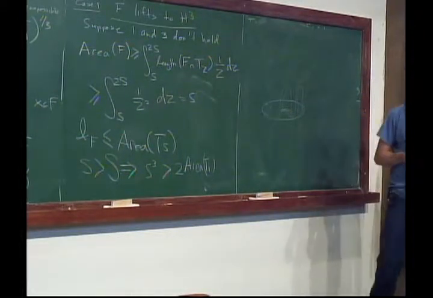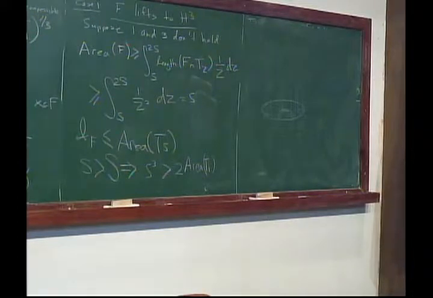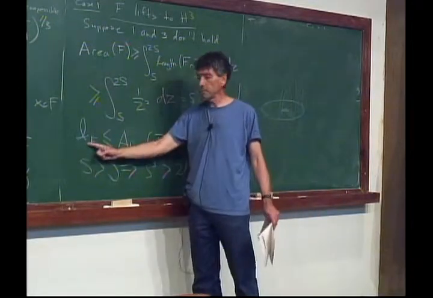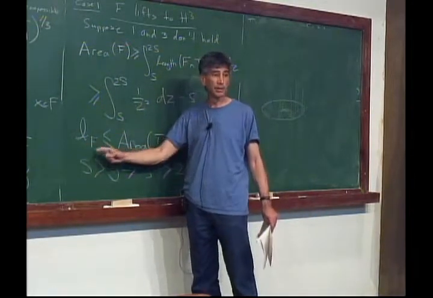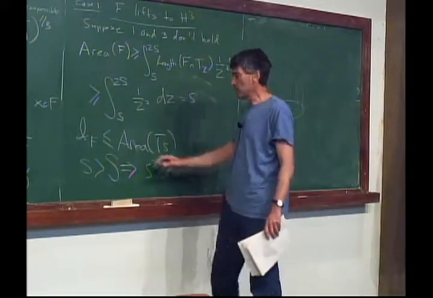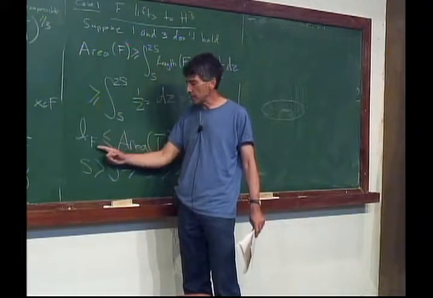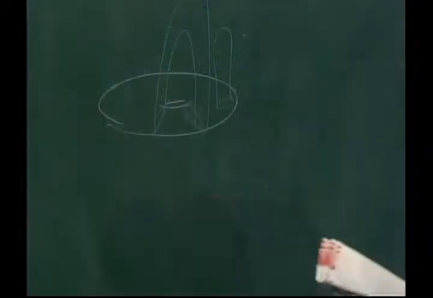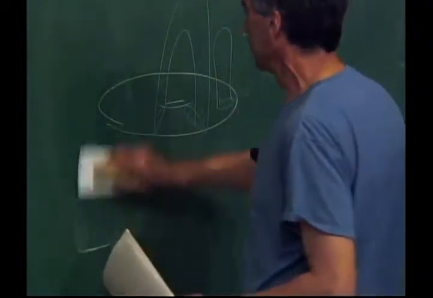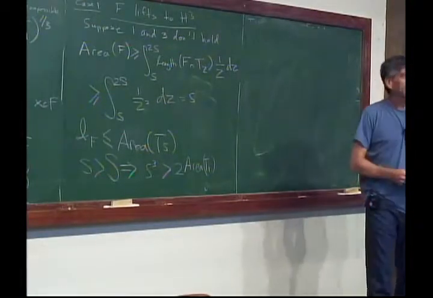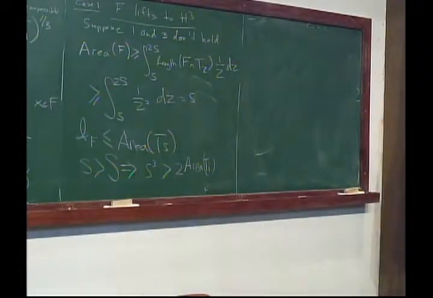What's that? Why is the surface area minimizing? I didn't say it was. I'm just estimating the area. This is the infimum of all possible areas of all possible surfaces with the same boundary F. I'm getting more questions than the other speakers.